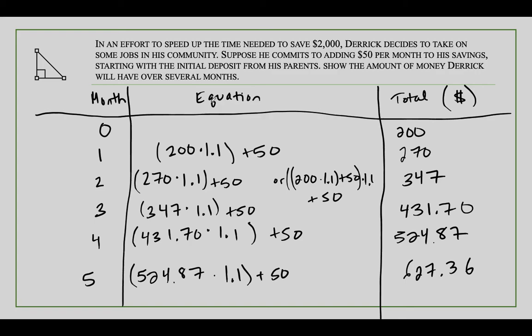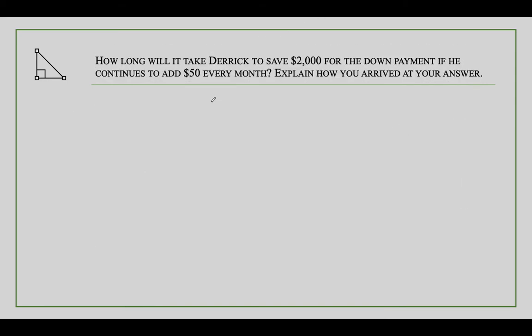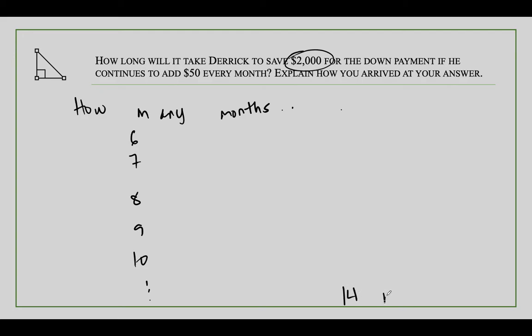So, we left off at 5. I want you all to go ahead and try and tell me how many months. So you've got to figure out 6, 7, 8, 9, 10, and keep going until you get at least $2,000. Okay, probably took you a while, but it is 14 months.